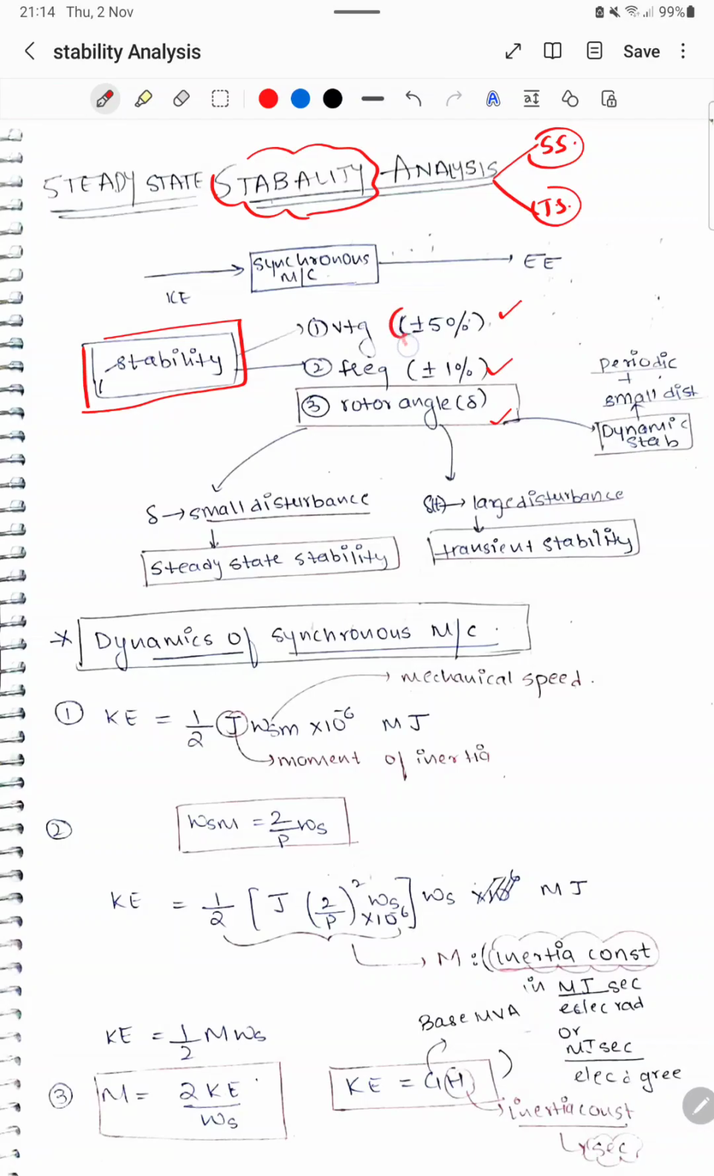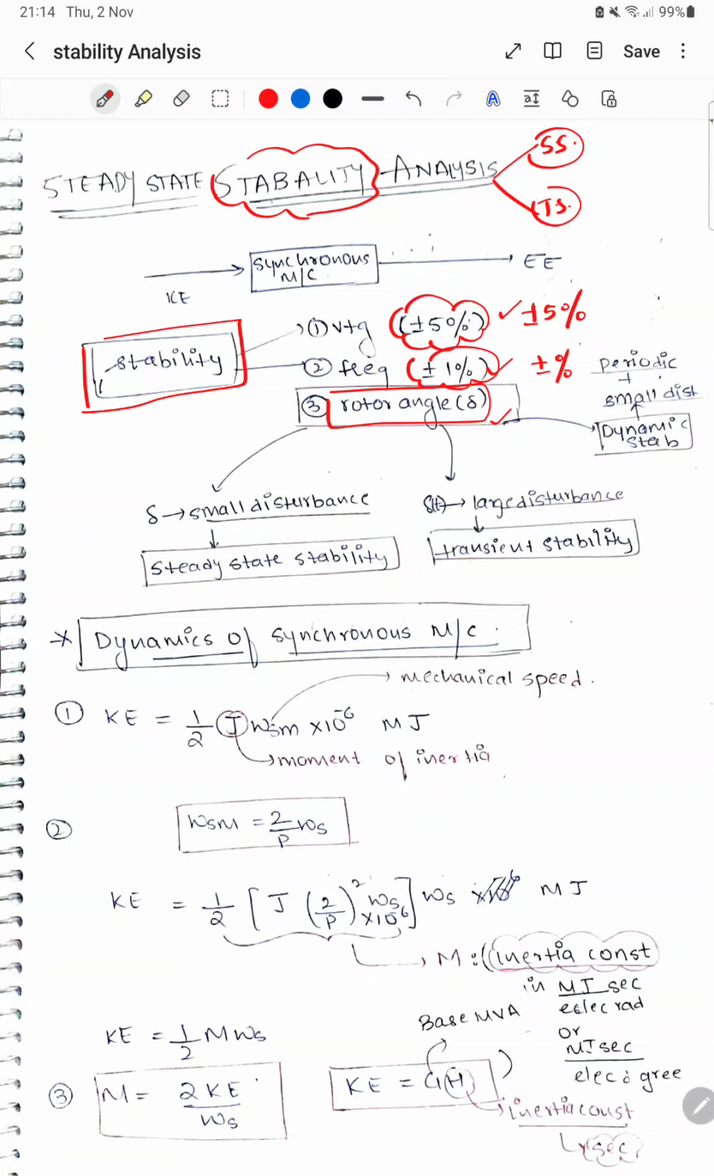Voltage is permissible within the range of plus or minus 5%, frequency is permissible within the range of plus or minus 1%, and rotor angle is permissible. For rotor angle stability, basically there will be different ways of calculating it.